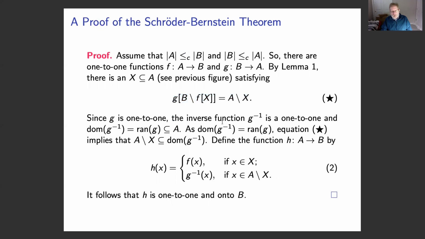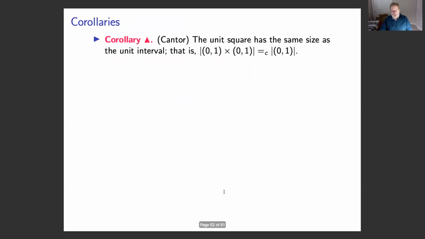Since G is one-to-one, the inverse function G inverse is also one-to-one, and the domain of this function is the range of G. These are set-theoretic function concepts that you may be familiar with. Here's the definition of this function: if little x lives in the set X, you plug that into F and get your value. If x lives in the complement of X in A, you plug that into the inverse function and there's your value. It's not obvious that it follows that H is one-to-one and onto. Other proofs of this theorem are a little more intricate than this one.